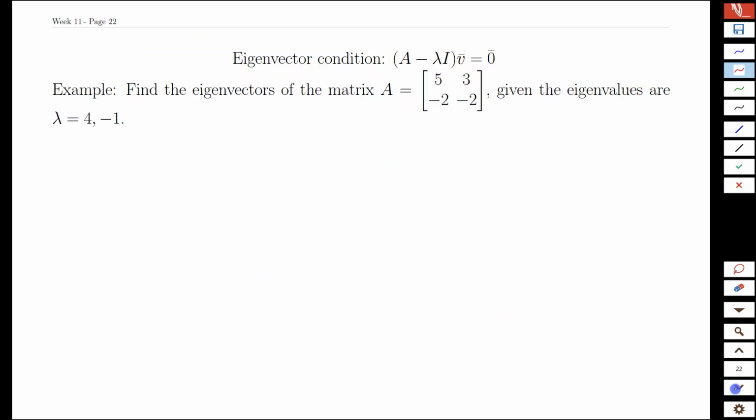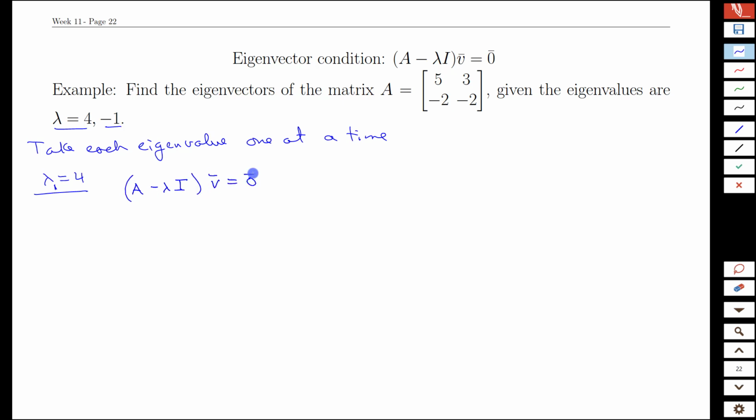Let's see this in an example, working with the same matrix we saw earlier for the 2 by 2 case. We already found the eigenvalues for this particular matrix were 4 and -1. And so we take each eigenvalue one at a time. So let's take lambda equals 4. Let's call this lambda 1, because that's our first lambda. That'll contrast with our second lambda, -1. The condition we're setting up is that A minus lambda I times V is equal to the zero vector.